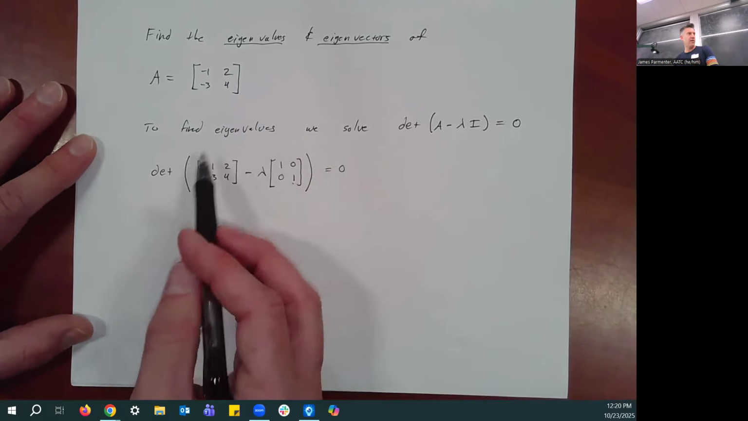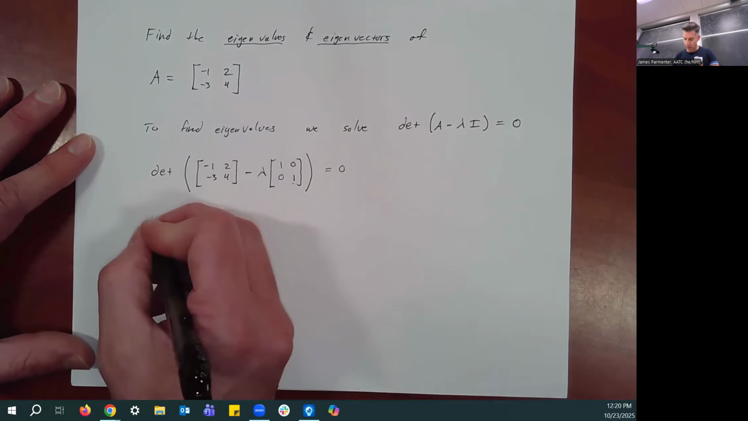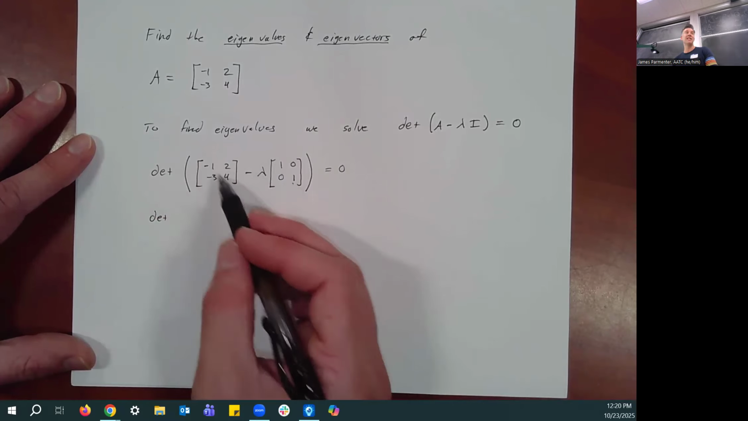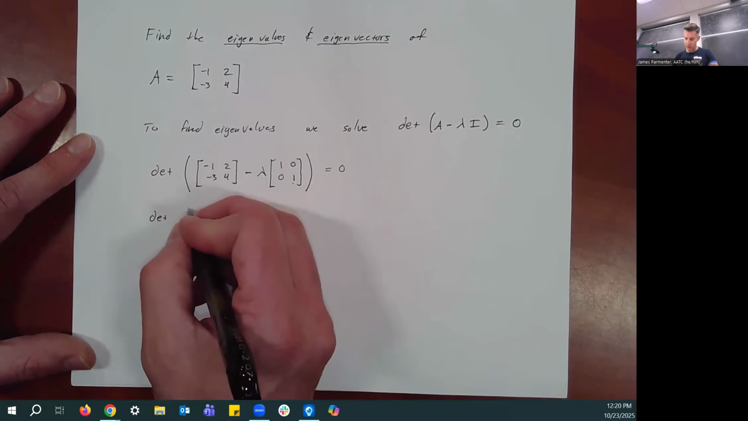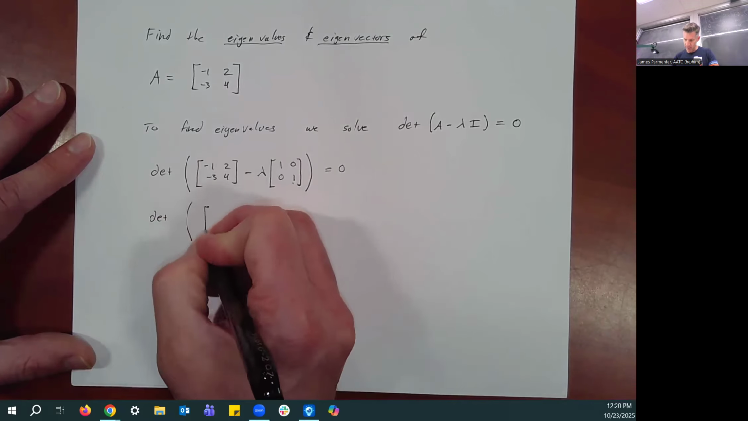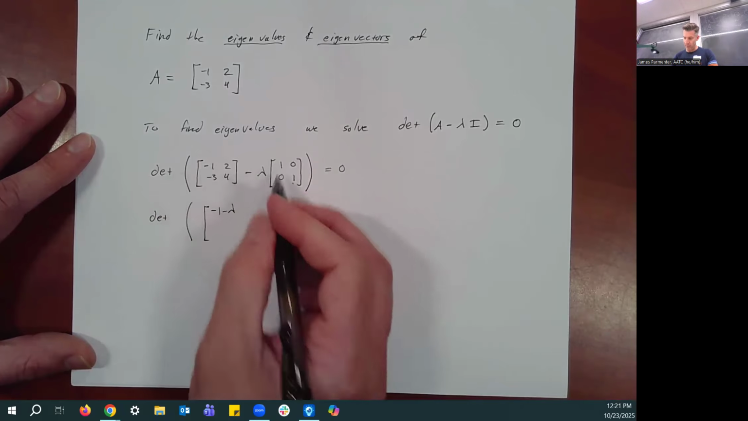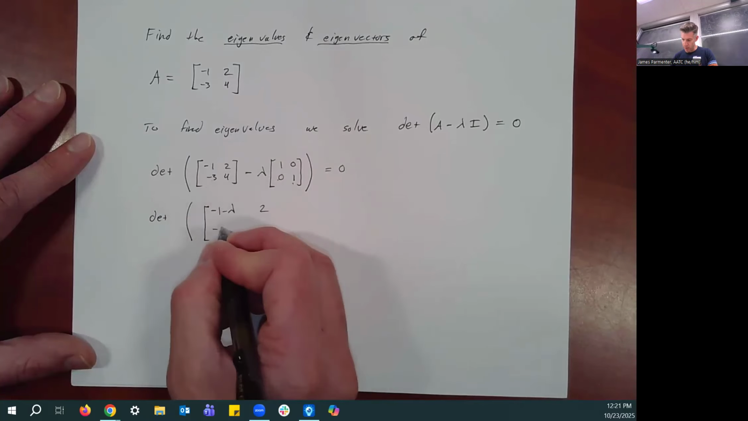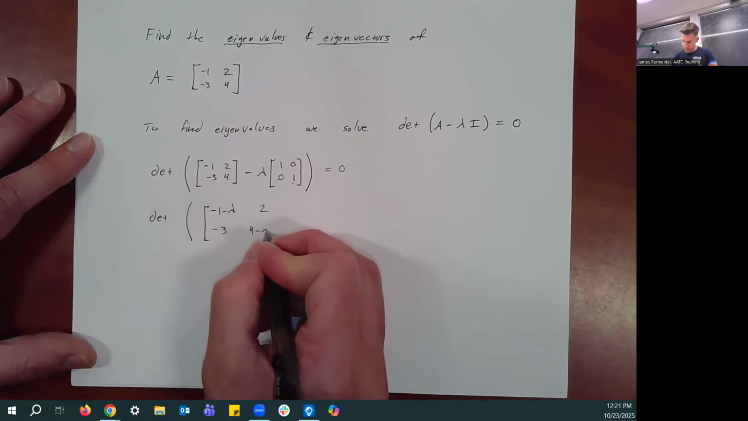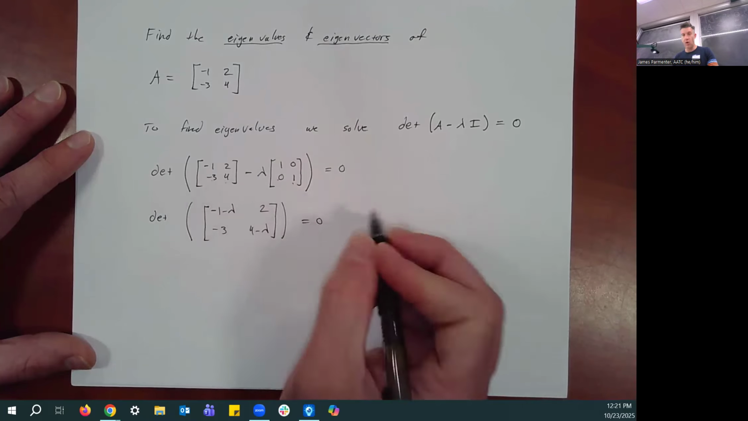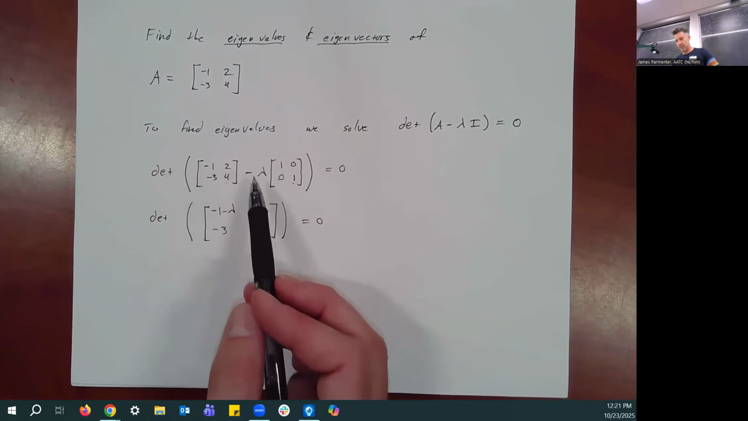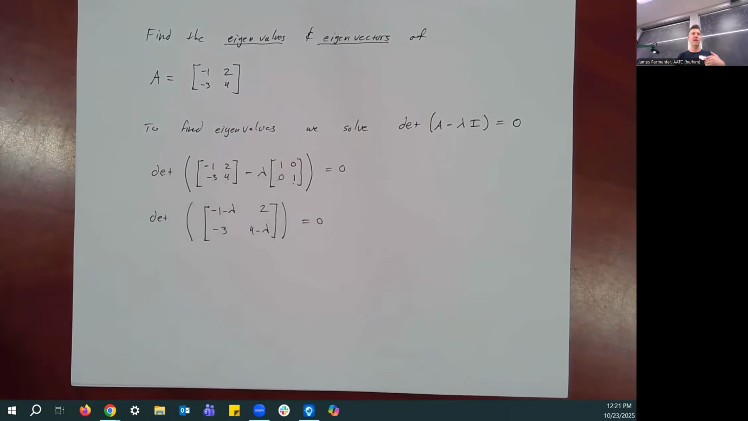So really, you don't want to write all this down. What you want to skip to is, if I'm ever subtracting lambda times the identity matrix, I'm really just subtracting lambda in each of the diagonal spots. So we're going to rewrite this as the determinant of -1 minus lambda in the first row, first column, and then 2 minus 0, and then -3 minus 0, and then 4 minus lambda times 1. I would always recommend skipping this first step of writing the determinant of your matrix minus lambda times the identity, and just saying, I know I'm going to subtract lambda in the upper left corner and the lower right corner. That's always how it's going to work.